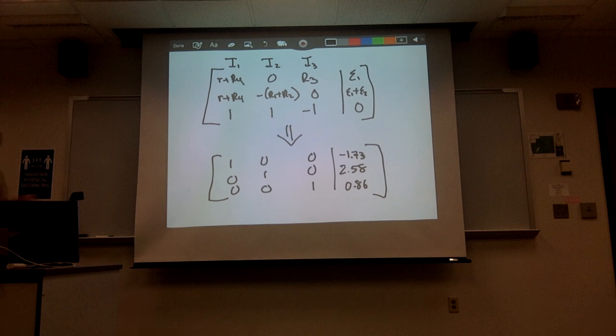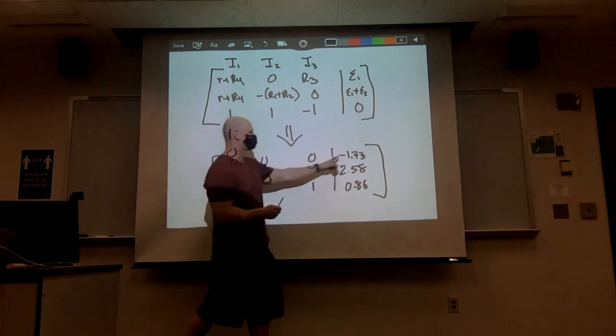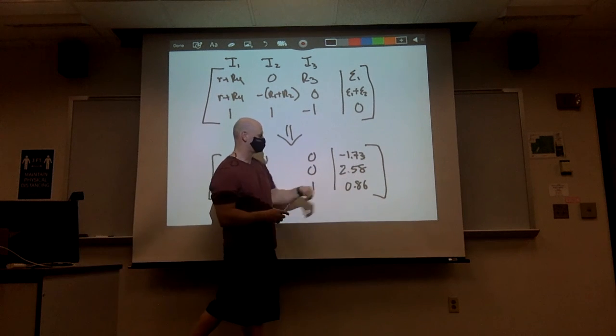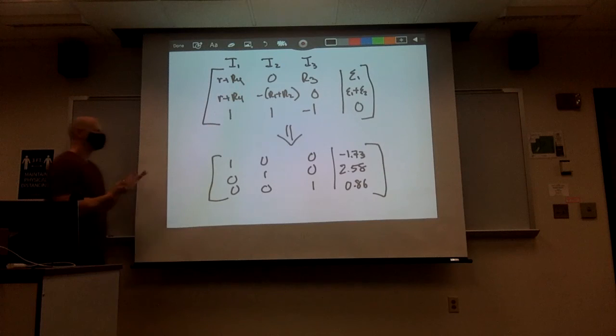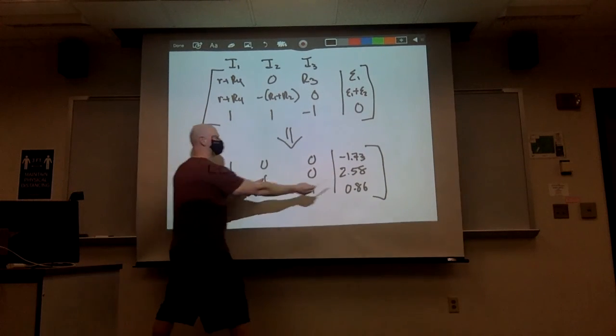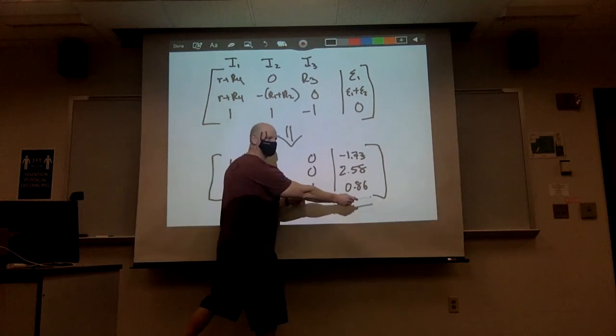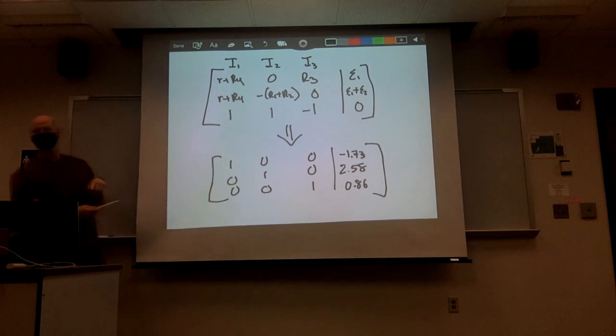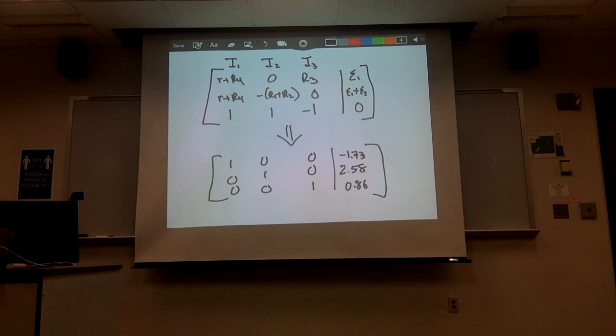So your calculator is going to do this number crunching for you. So you have the negative 1.73, 2.58, and then 0.86. And what it says then is that I1 is simply equal to this number, I2 is equal to this number, and I3 is equal to this number. Right? So your calculator is going to do all the algebra for you to get you to the answers, and all you need to do is learn how to do it.